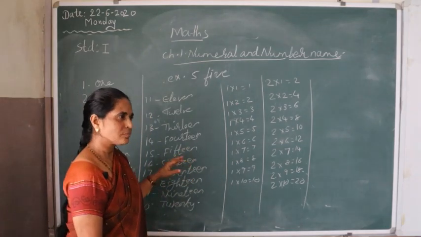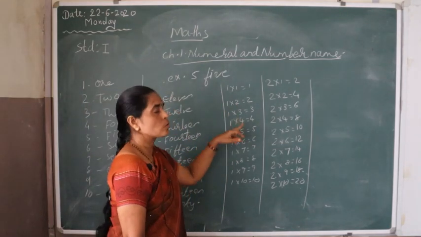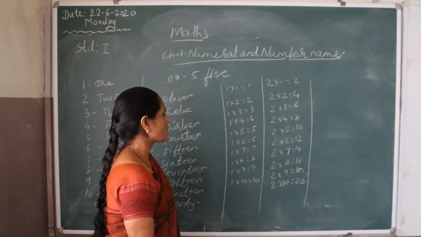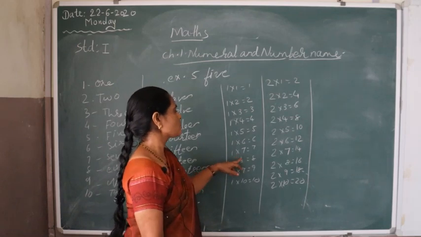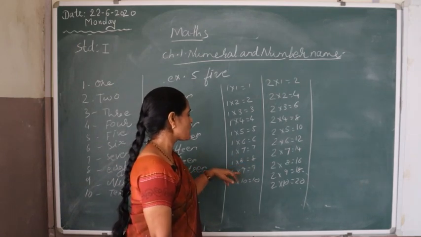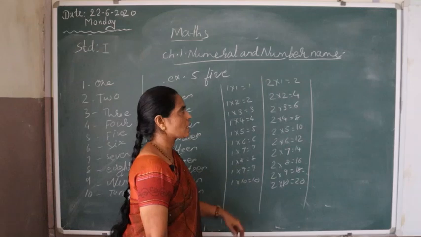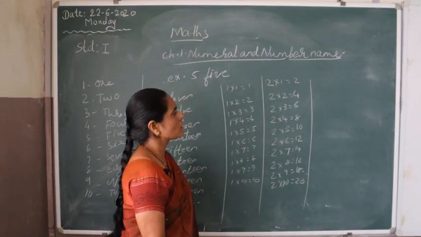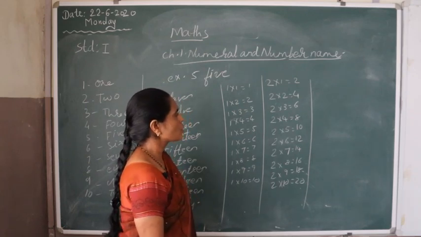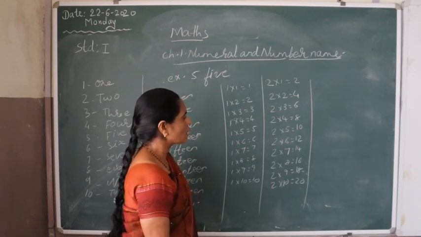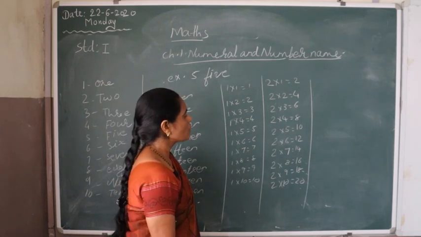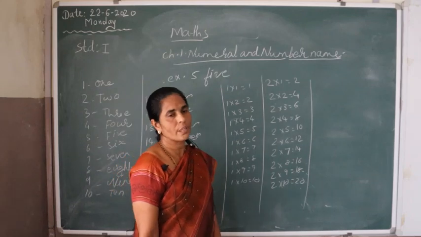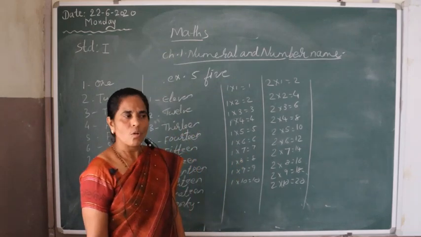Tables. 1 1s are 1, 1 2s are 2, 1 3s are 3, 1 4s are 4, 1 5s are 5, 1 6s are 6, 1 7s are 7, 1 8s are 8, 1 9s are 9, 1 10s are 10. Table of 2. 2 1s are 2, 2 2s are 4, 2 3s are 6, 2 4s are 8, 2 5s are 10, 2 6s are 12, 2 7s are 14, 2 8s are 16, 2 9s are 18, 2 10s are 20. Today's class is over here.